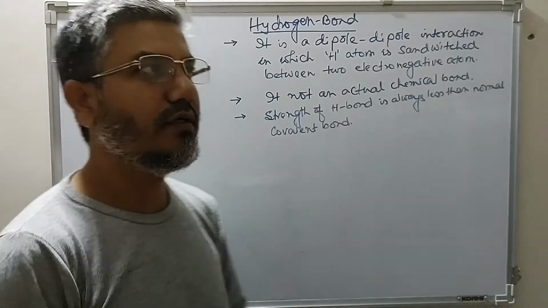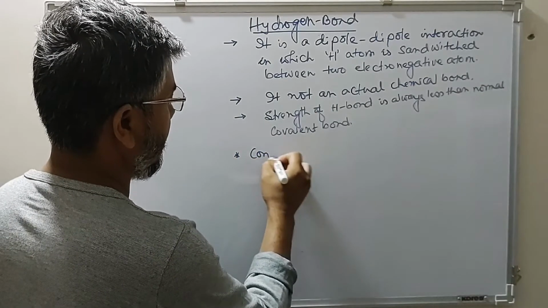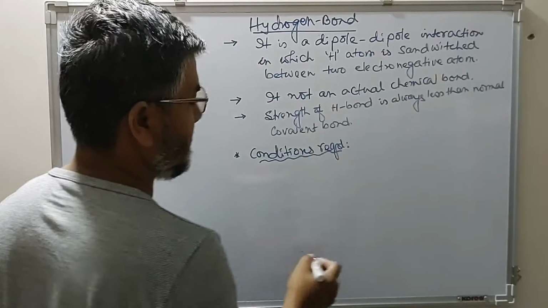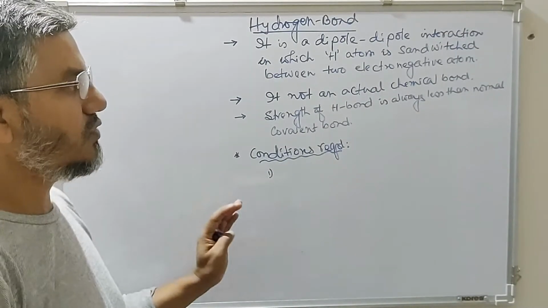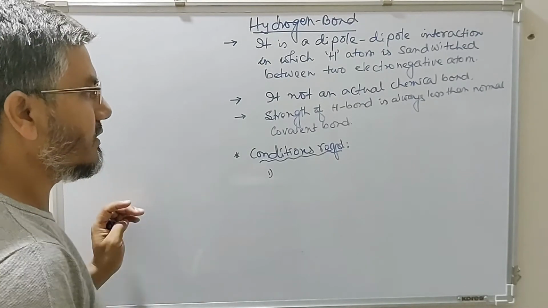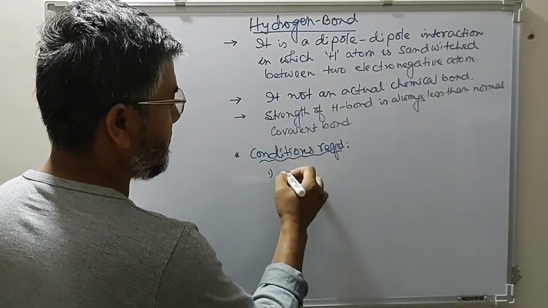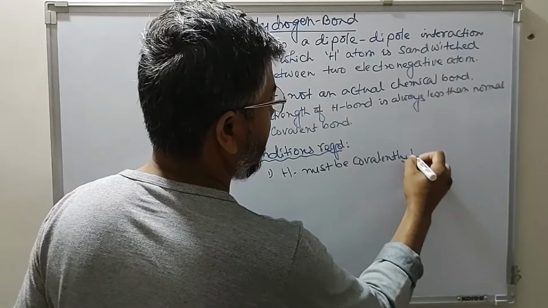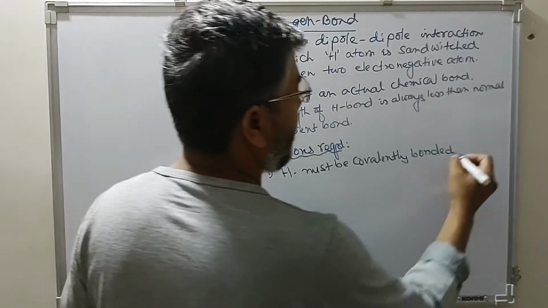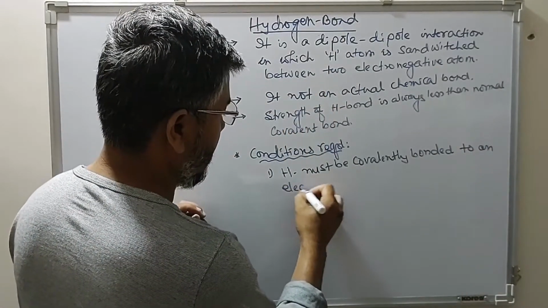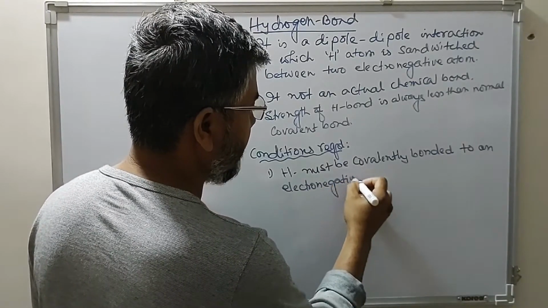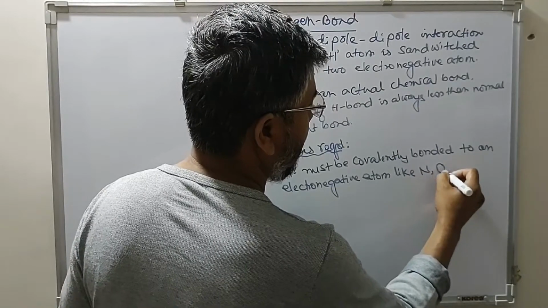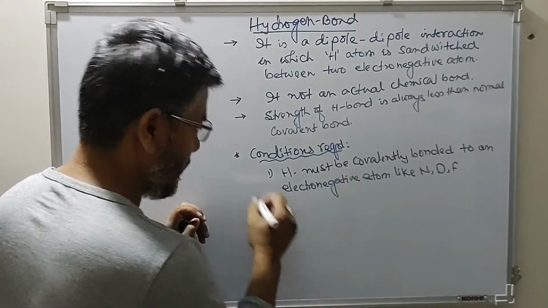So what are the necessary conditions required? Conditions required for hydrogen bond formation. The first condition is that hydrogen must be covalently bonded to a highly electronegative atom like nitrogen, oxygen and fluorine. So this condition must be satisfied.